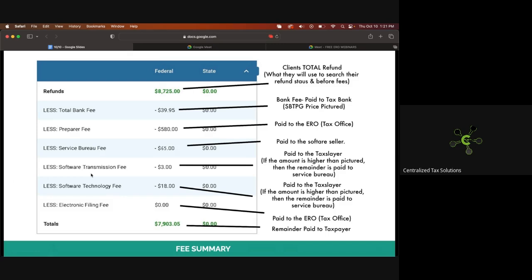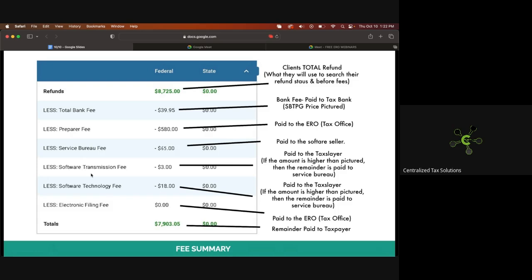But since my $50 and $50 equals $100, and obviously my service bureau fee is $65, that's more than $100. So I would have to tack on $16 to the software transmission fee and give you guys the $50 out of the service bureau fee. And the difference in what that means is when people get paid.